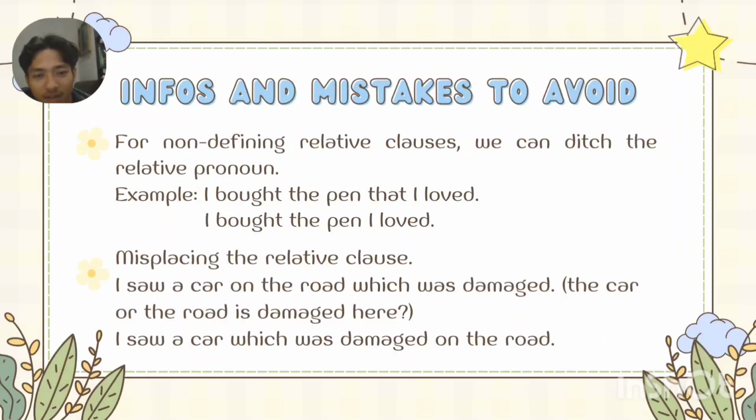And another thing, don't misplace the relative clause. For example, the confusing sentence, I saw a car on the road which was damaged. So is the car damaged or is the road damaged here? It's confusing. So we can instead write the sentence like this: I saw a car which was damaged on the road. So it is specifically the car that is damaged, not the road.